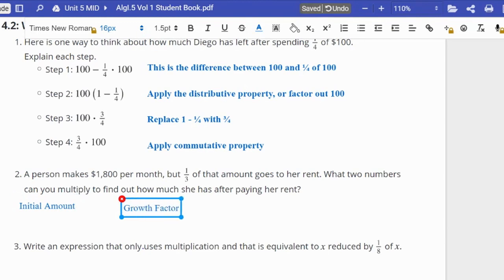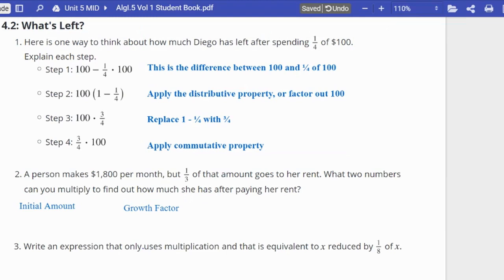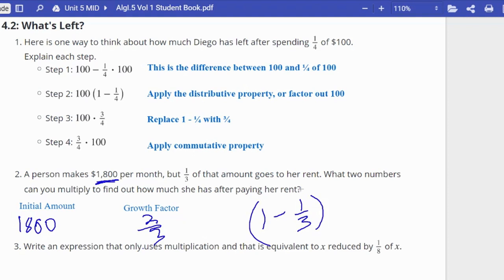Even though these numbers that we're talking about here, the 3/4 up here, and what's going to be 2/3 in this question, are our growth factors, even though they are less than 1, we still call them the growth factor. So our initial amount is 1,800. And then our growth factor is going to be 2/3. We get that by taking 1 minus 1/3, which that 1/3 goes to the rent. So what's left over is the 2/3.